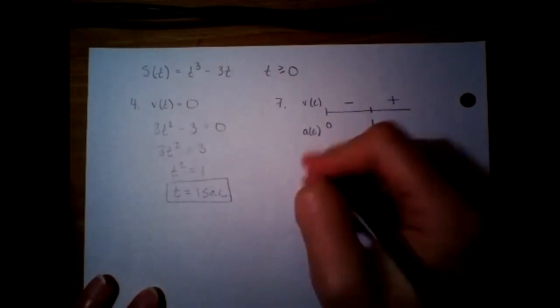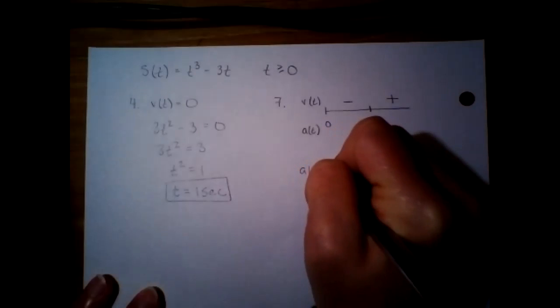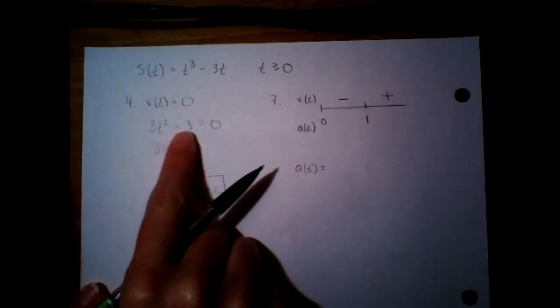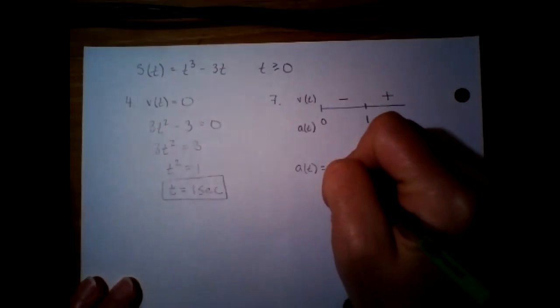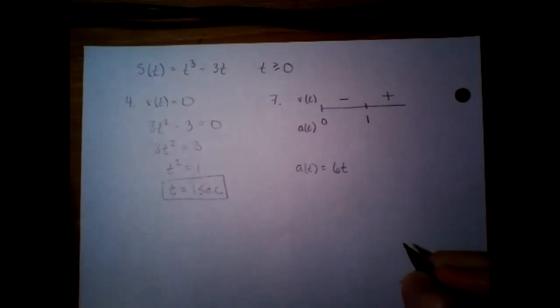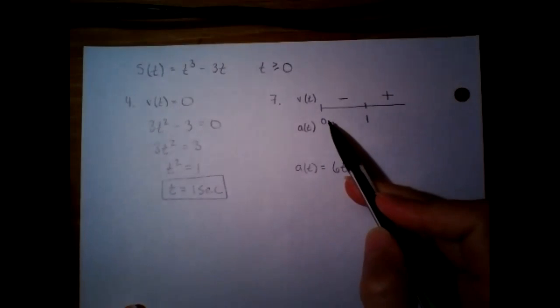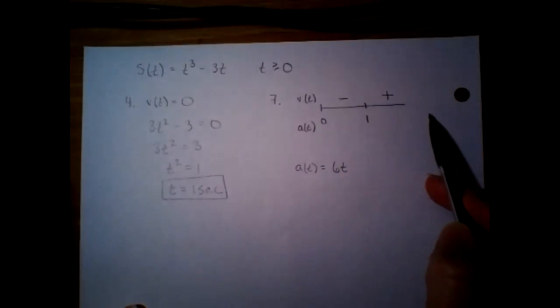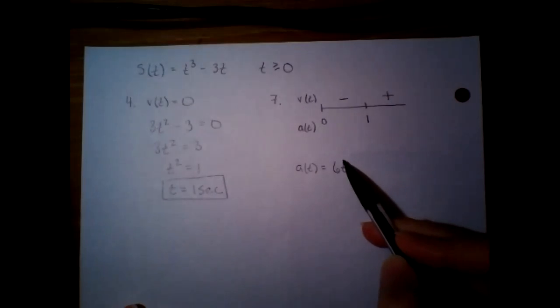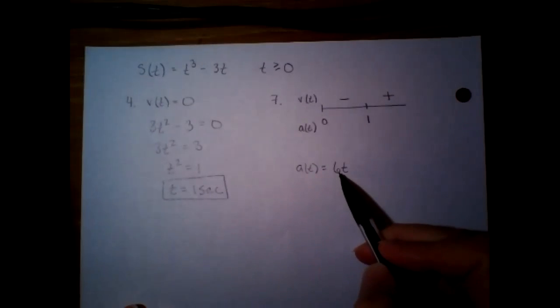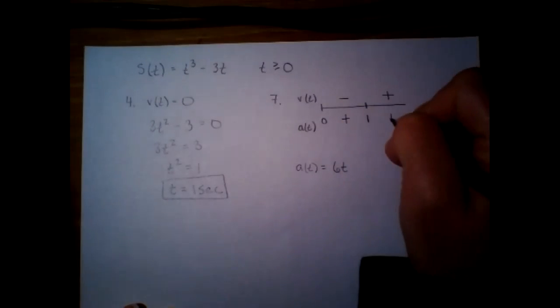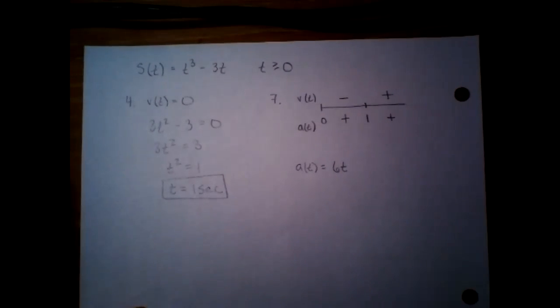And so now I'm going to need to get acceleration. That's going to be the derivative of velocity. So if I do this derivative, that will be 6t. And no matter what number I plug in bigger than 0, this is always going to be positive. You would have to plug in a negative number, something over here, to get a negative result, and we don't have negative time, so this is always positive.